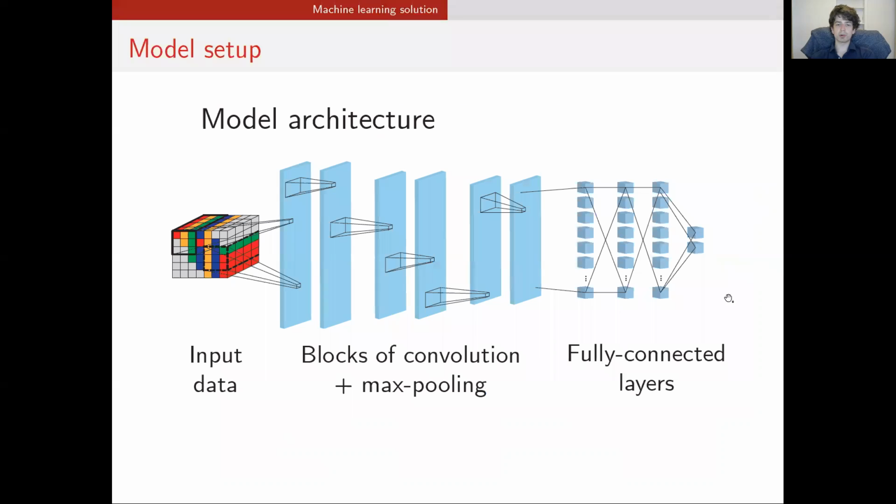And so with these data points, we train a model which has a relatively straightforward architecture. So this is quite well known from image processing. We take blocks of convolutions and then follow up with max pooling just to extract high-level features, and then what comes out is fed into a dense classification head.